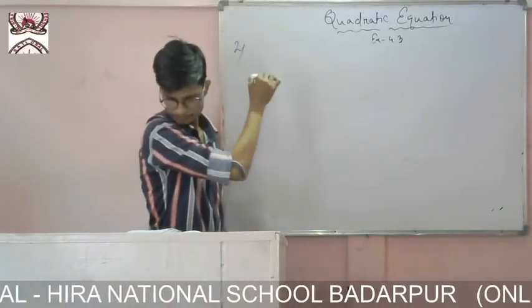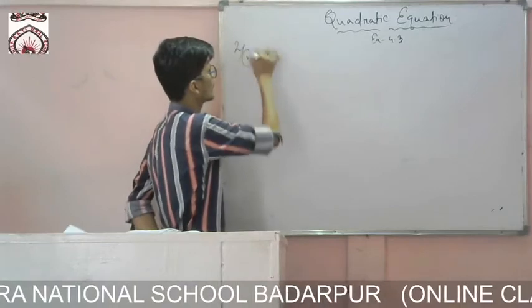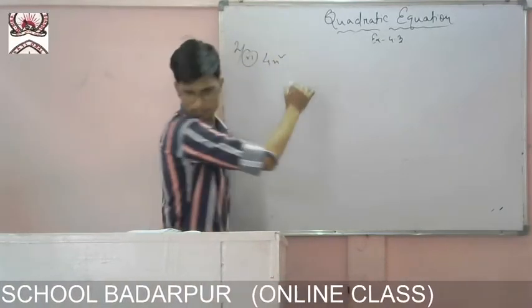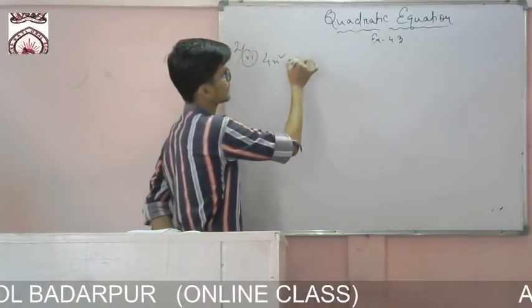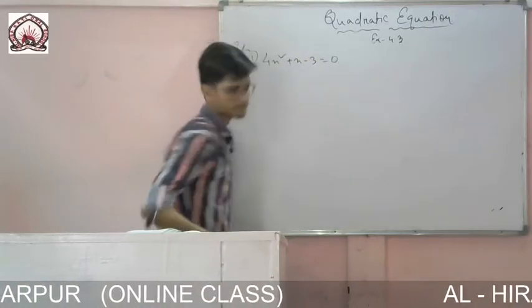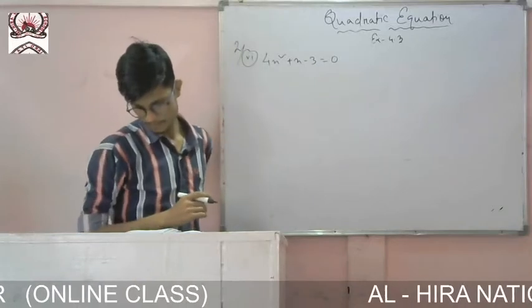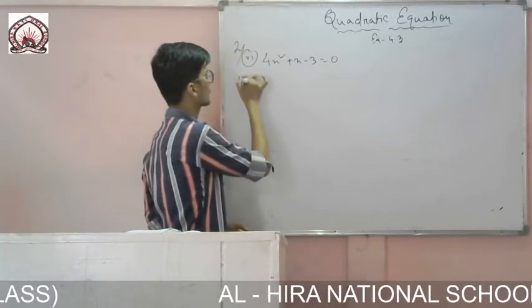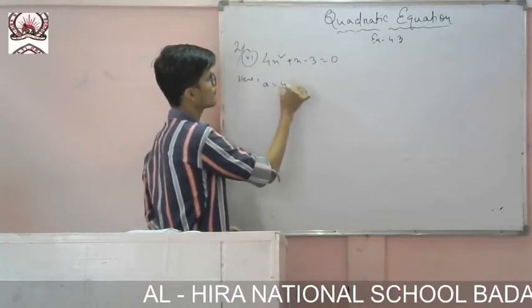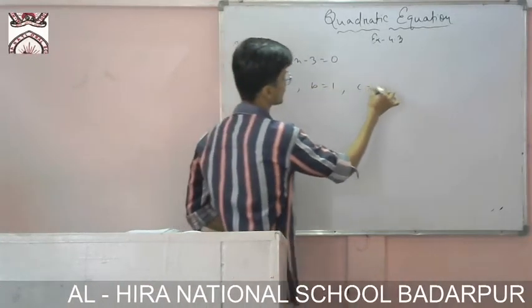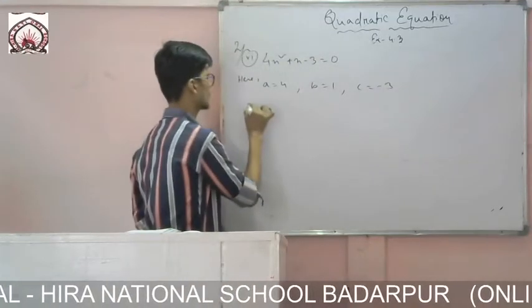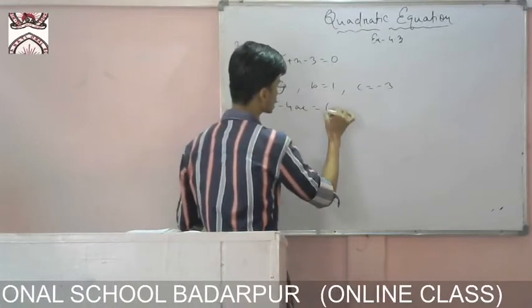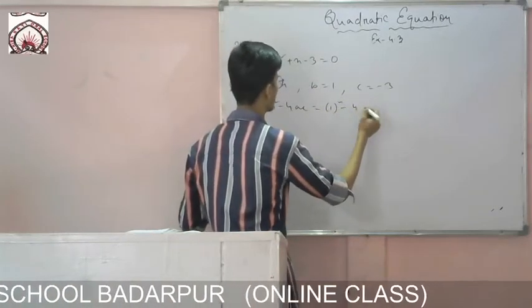So Roman number 6, let me do. Earlier we have not done this, so let me do it by this method. 4x square plus x minus 3 equals to 0. So here a equals to 4, b equals to 1, c equals to minus 3. Therefore d equals to b square minus 4ac, that means 1 square minus 4ac.